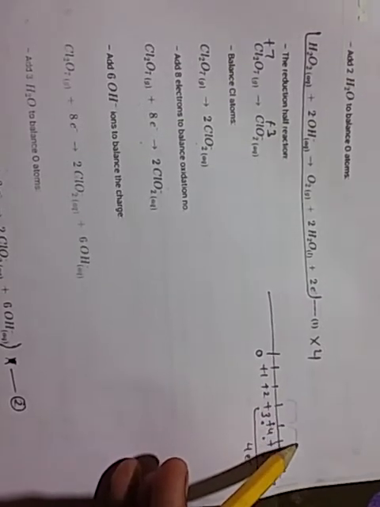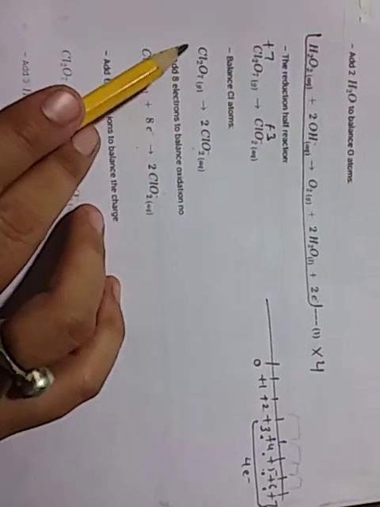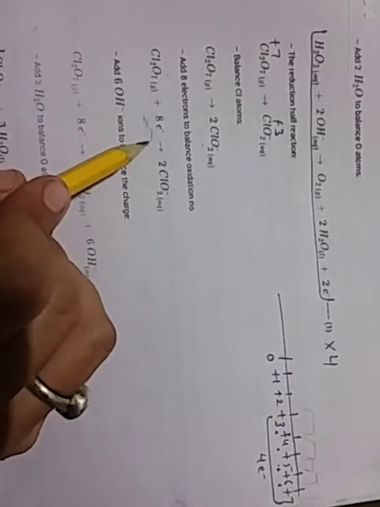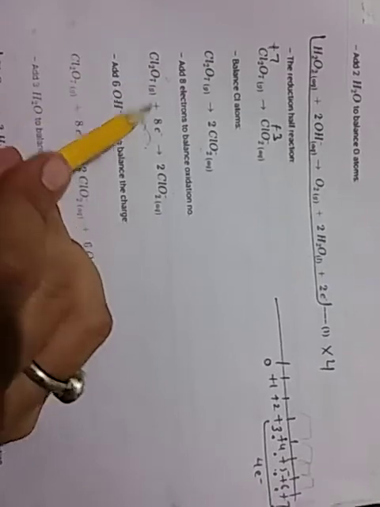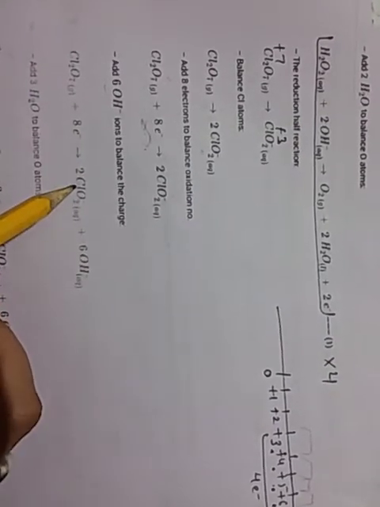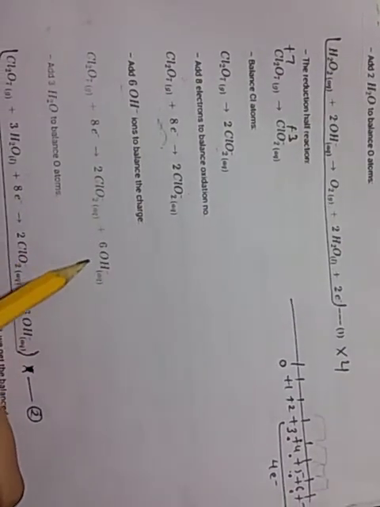So plus 7 to plus 3 is a gain of electrons. How many do we gain? 1, 2, 3, 4. 4 electrons are gained by 1 Cl. So here 2 Cl are given, which means 8 electrons. Okay, and then 2 Cl. So first balance the chlorine atom. Then add 8 electrons to the left hand side. Then balancing the oxygen in basic medium, 6 OH minus is added to the right hand side. So Cl2O7 plus 8 electrons converts into 2 ClO2 minus plus 6 OH minus.